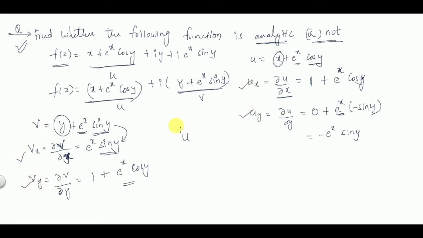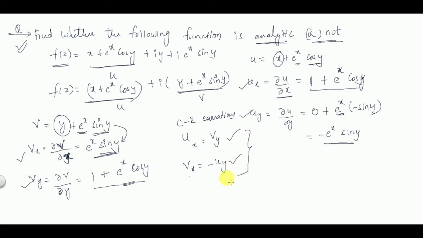So Cauchy Riemann equations, CR equations are, ux is equal to vy. So you have to check whether ux, what is ux? 1 plus e power x cos y, and vy is 1 plus e power x cos y. So this is satisfied, and vx is equal to minus uy. So what is vx? Vx is e power x sin y, and uy is minus e power x sin y. So vx is equal to minus uy. This is also satisfied.